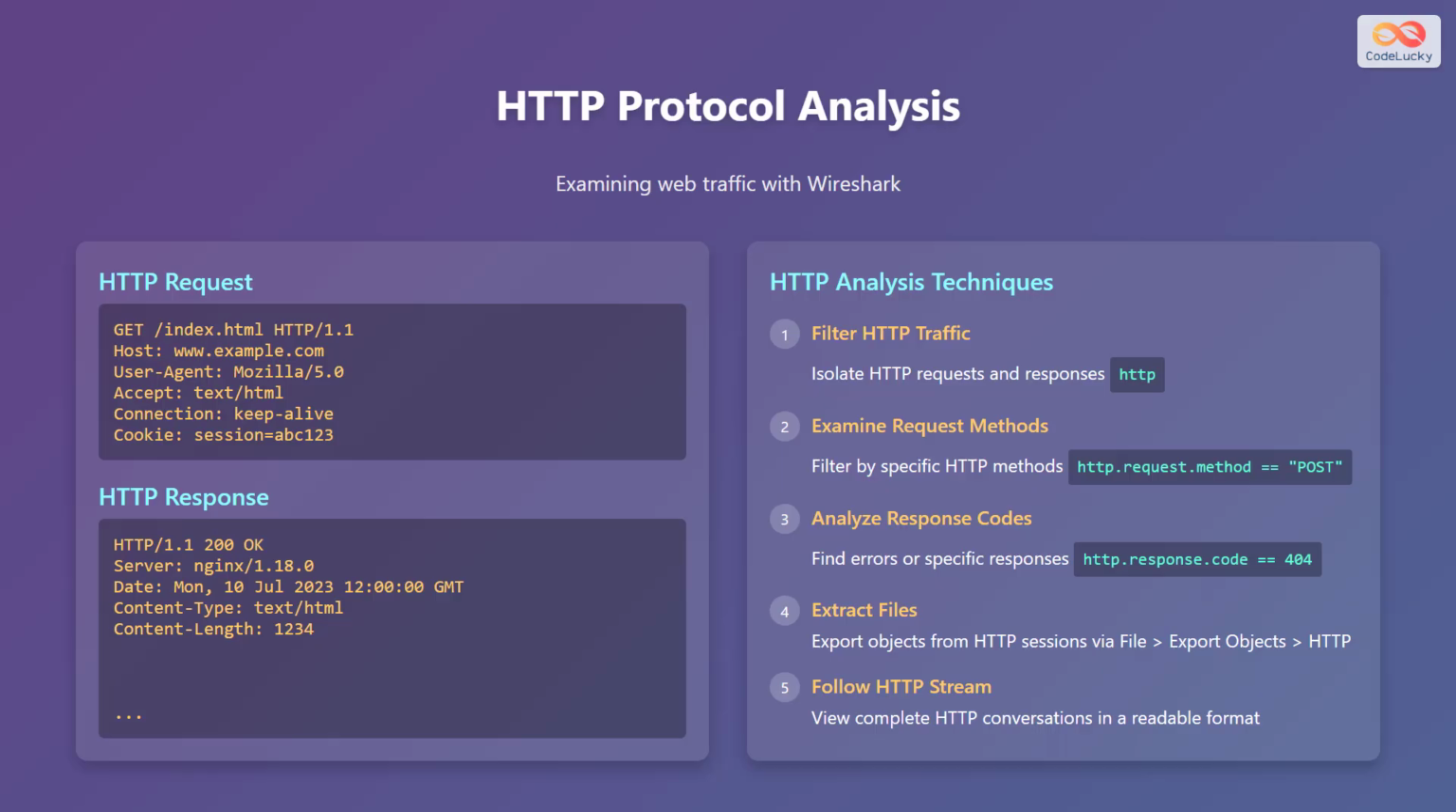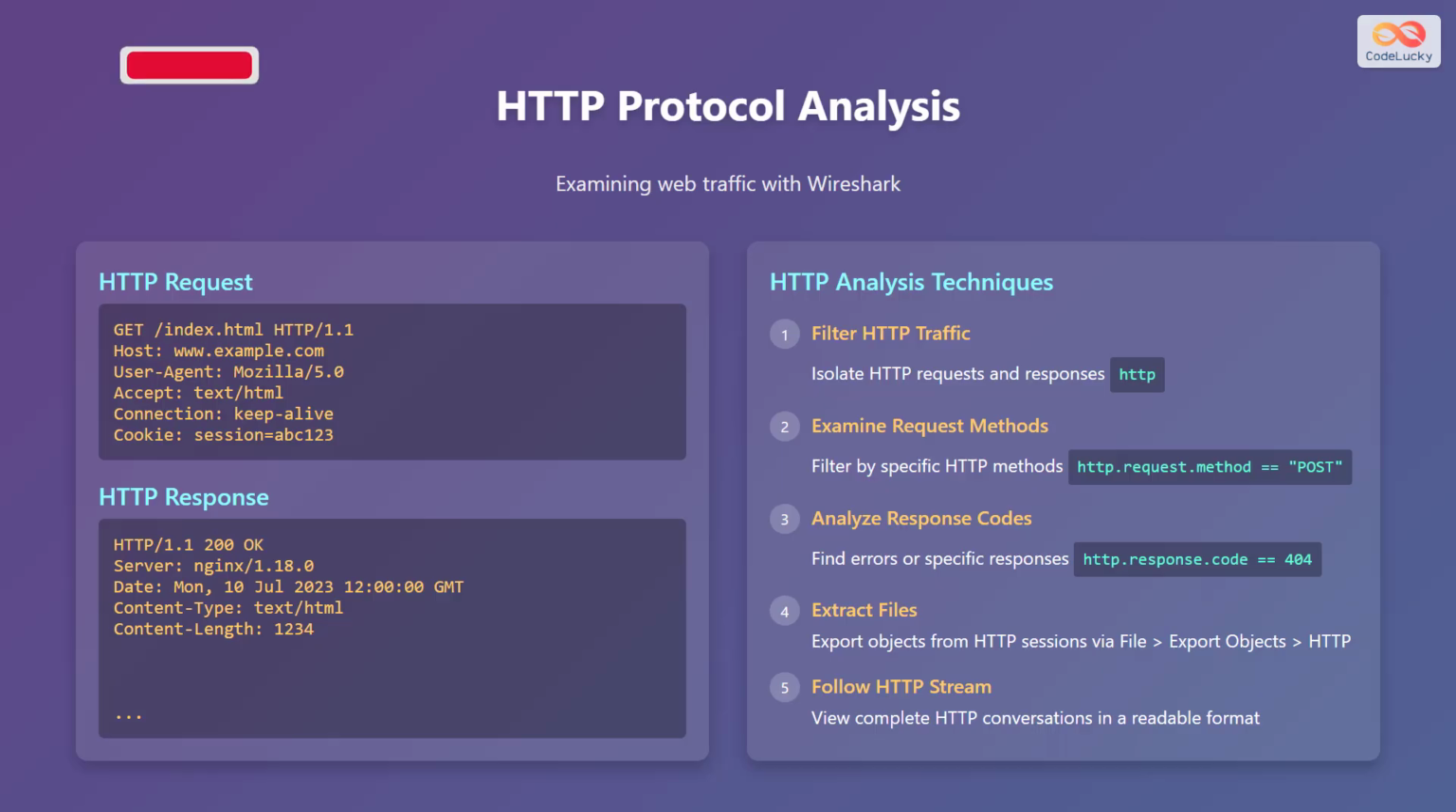Analyzing Hypertext Transfer Protocol, or HTTP, is essential for understanding web traffic. An HTTP request typically includes a GET method, the path of the requested resource, the HTTP version, the host, user agent, accepted content types, connection type, and any cookies. An HTTP response includes the HTTP version, a status code such as 200 OK, the server information, date, content type, content length, and the actual content such as hypertext markup language.